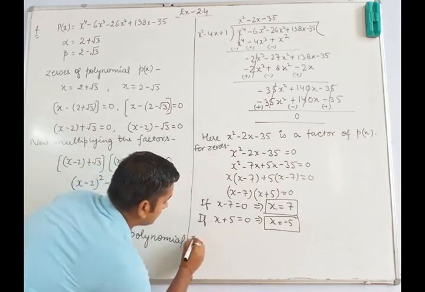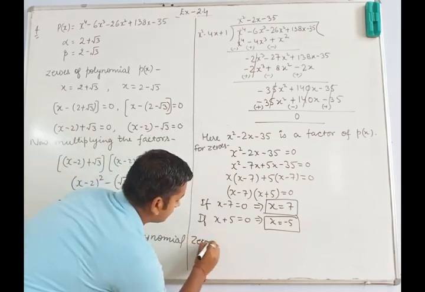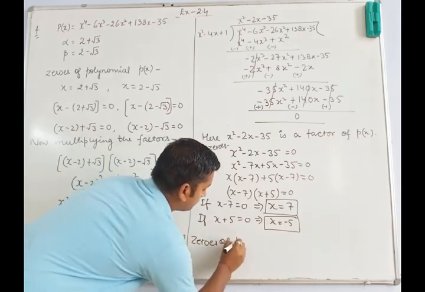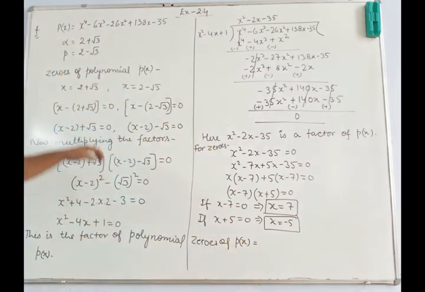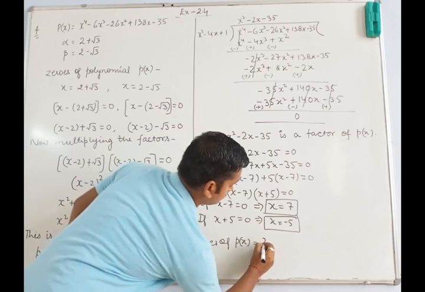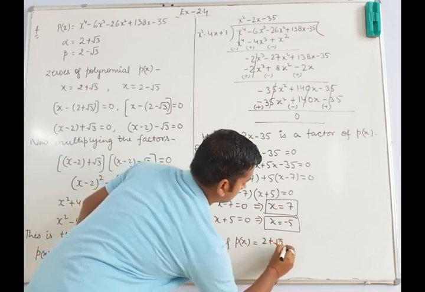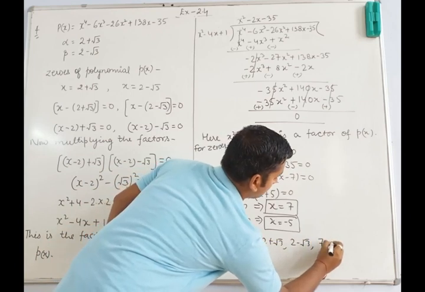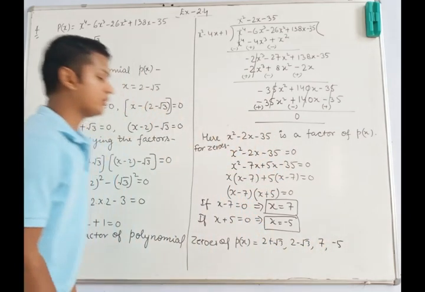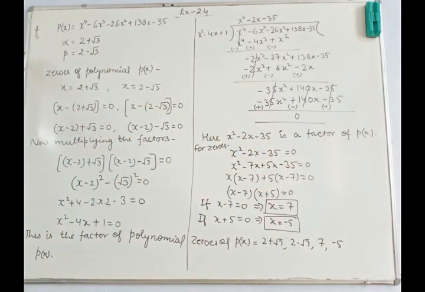So the zeros of the polynomial p(x) are 2 plus root 2, 2 minus root 3, 7 and minus 5. So students, the fourth question is now complete.